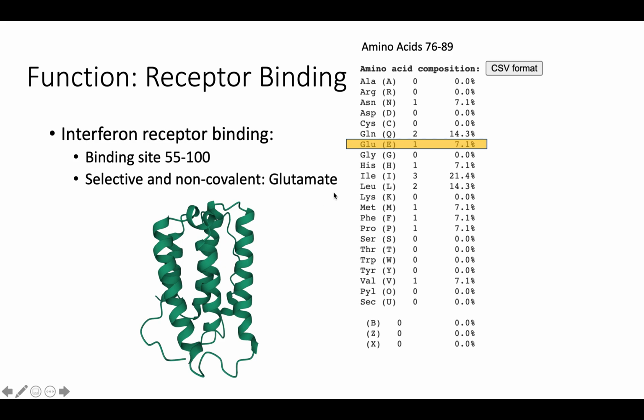And so we do know that there's a glutamate right here, and that could form an interaction with another charged particle to form a salt bridge and indicate to the receptor that this ligand is present and set off a signaling cascade to warrant a cell response.